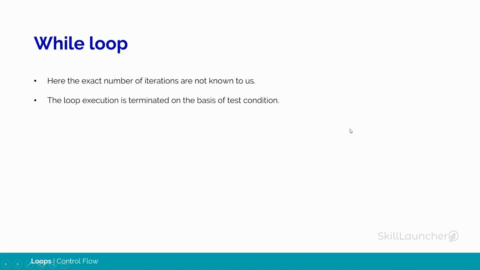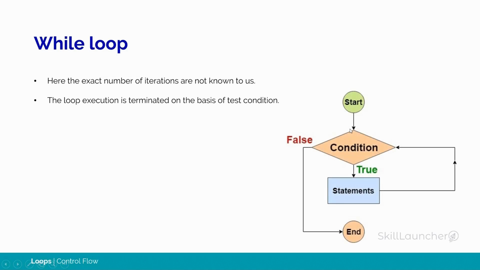This loop is terminated on the basis of test condition. We already know that a loop consists of three statements: initialization expression, test expression, and update expression. The syntax for these three loops differs on the placement of these three statements. So let us look at the while loop syntax.